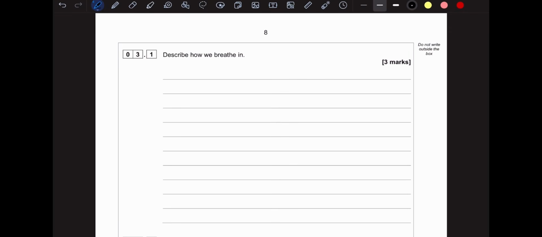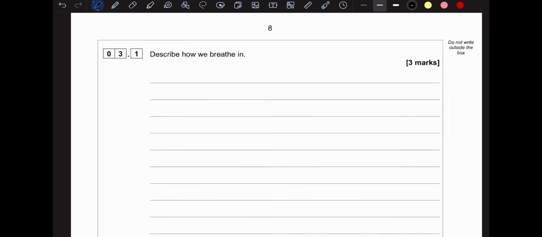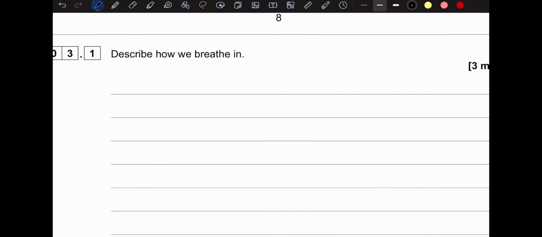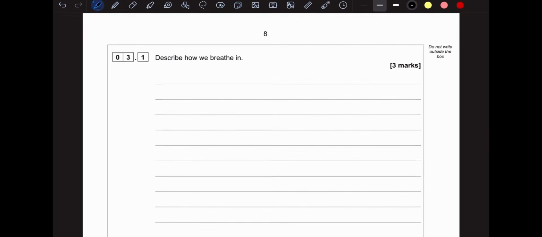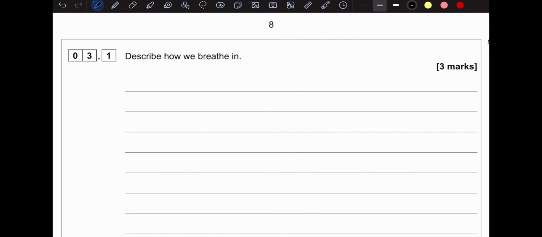Describe how we breathe in. You know, A-level questions are quite funny. IB is quite specific, and then at A-level you just get statements like this. Describe how we breathe in. I mean, fair enough. But okay, so just the process of inhalation.